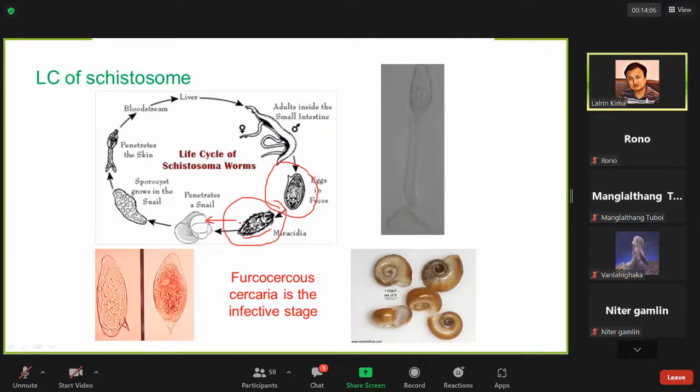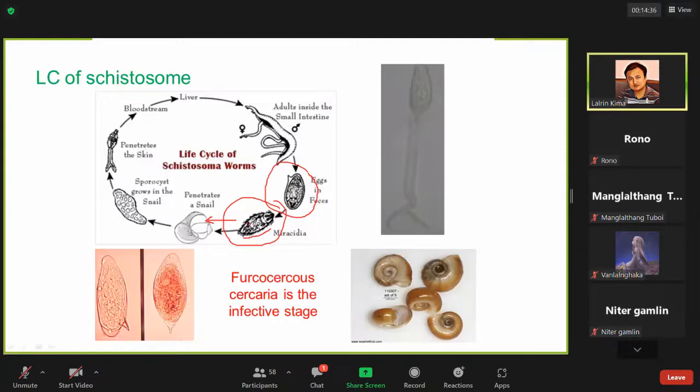So what is an intermediate host? An intermediate host is a host where there is development and propagation of the intermediate stage of a parasite. I'm repeating: an intermediate host is a type of host where there is development and propagation of the intermediate stage of the parasite.